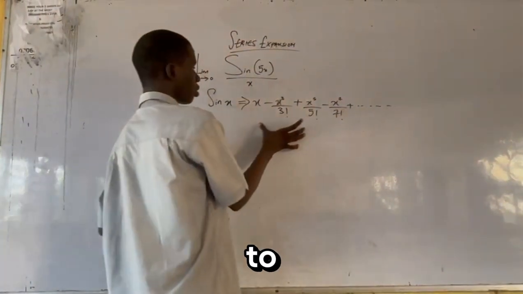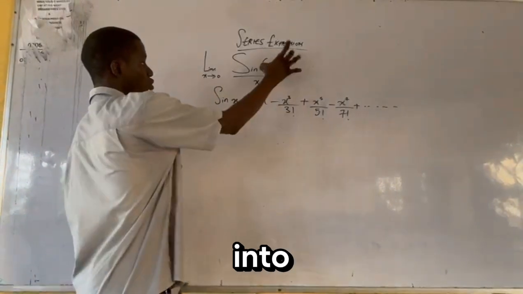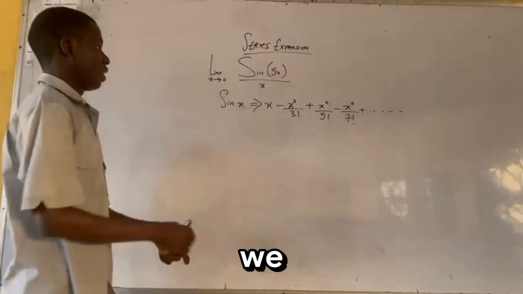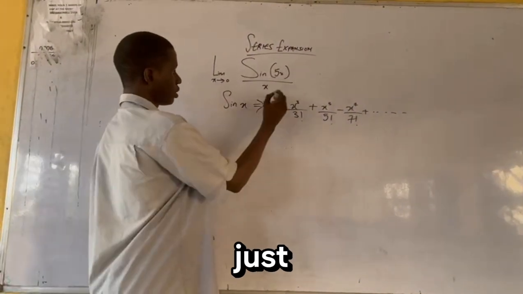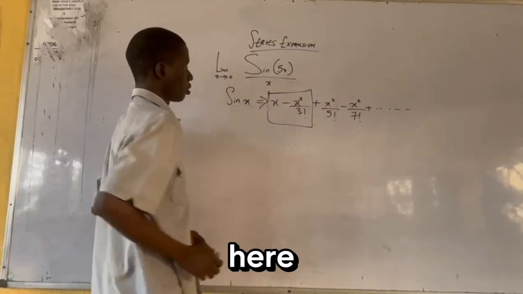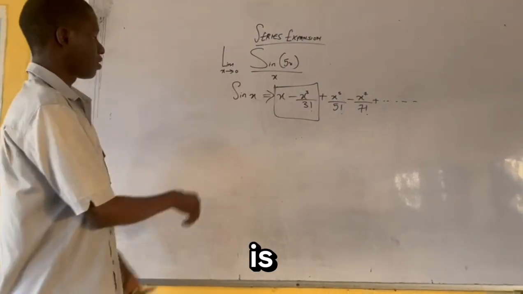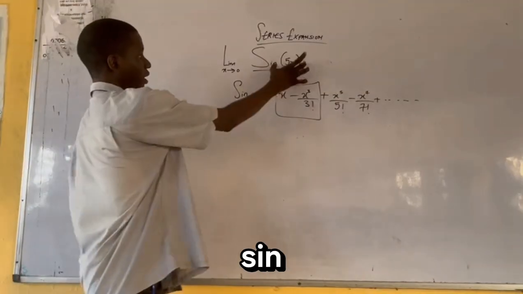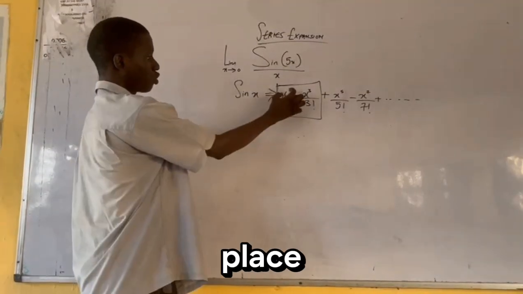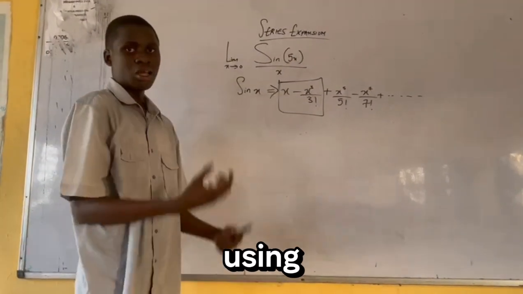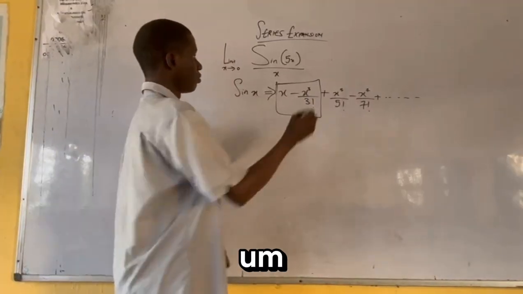We are not to substitute everything here into this sine x. We are just to substitute. You can take 2, you can just take this 2 here, and we will still get our answer. Now, in this question, this is for sine x, and we have sine 5x here. So in place of x, we are just going to be using 5x. That's the key thing there.